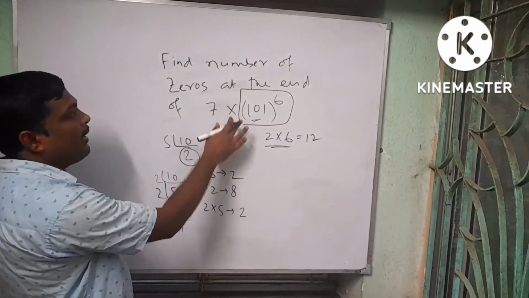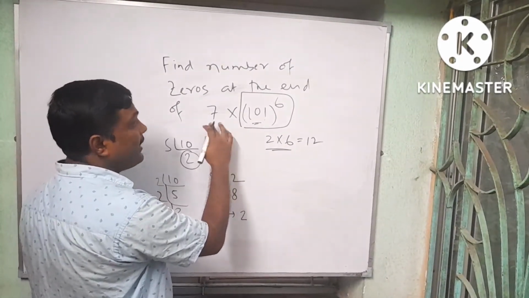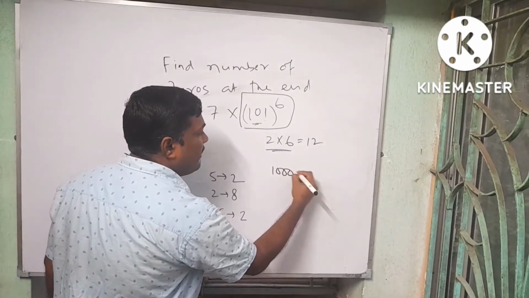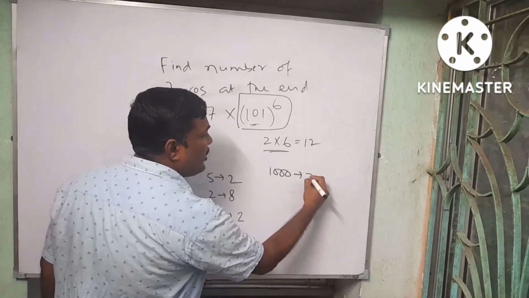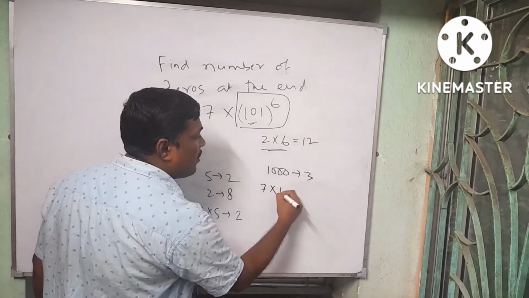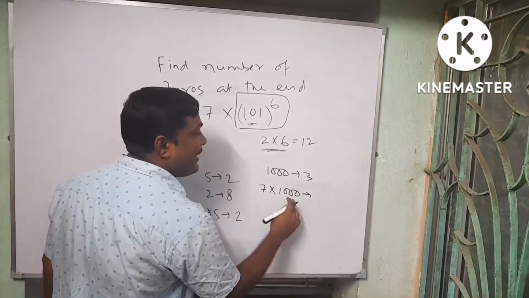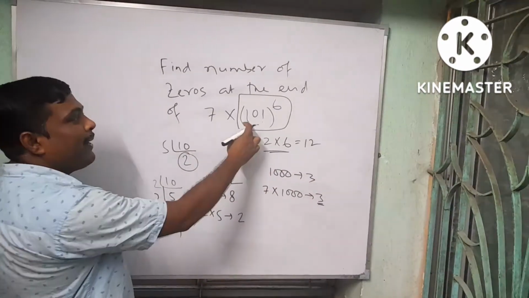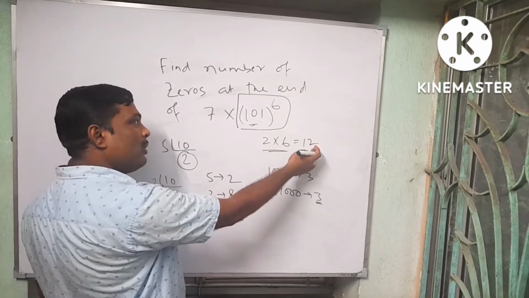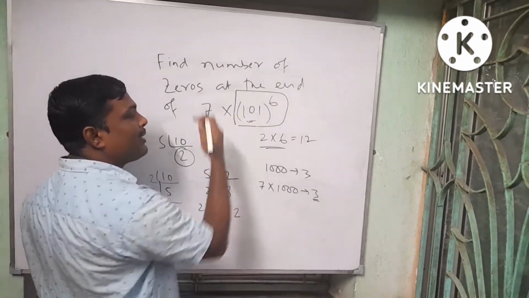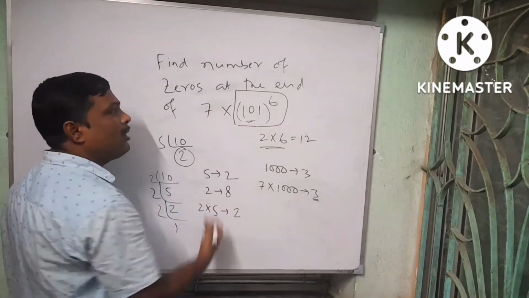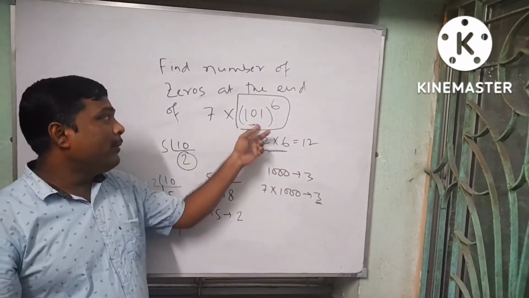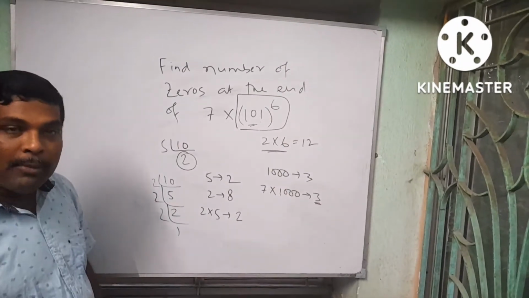Now question is find number of zeros at the end of 7 into 10 factorial to the power 6. See, at the end of 1000 we have 3 zeros, and 7 into 1000, that is 7000, in that case also number of zeros is 3. In 10 factorial to the power 6 we have 12 zeros. So 7 into 10 factorial to the power 6, at the end of this number we have 12 zeros. Okay?